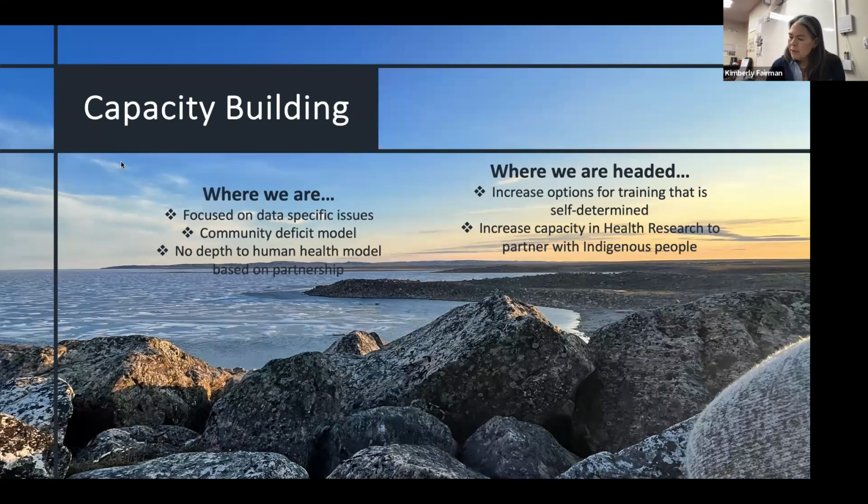And I think the only other point on this capacity building piece, in our research organizations as well as government or health organizations, is bridging between those organizations and Indigenous communities, as well as trying to increase awareness among decision makers regarding the importance of Indigenous knowledge in the generation of evidence and health research.